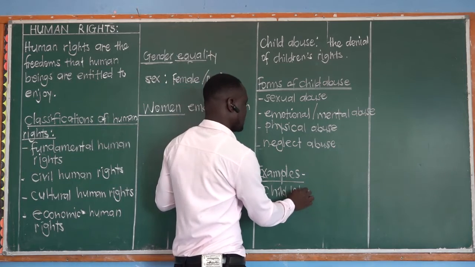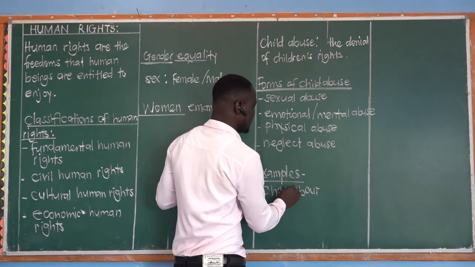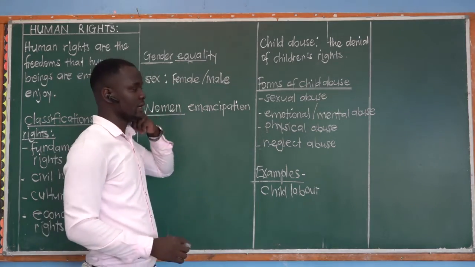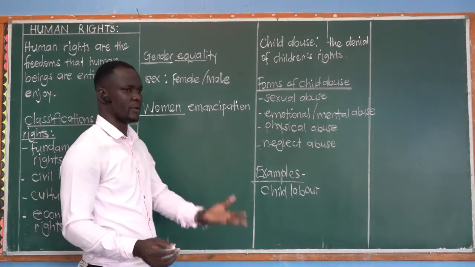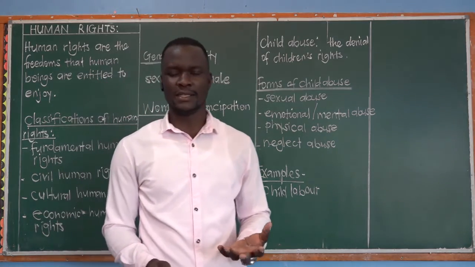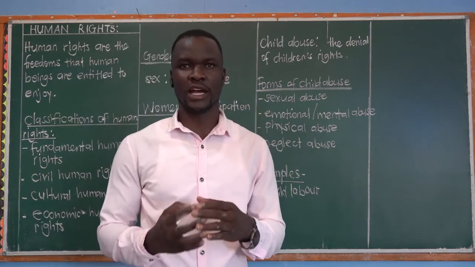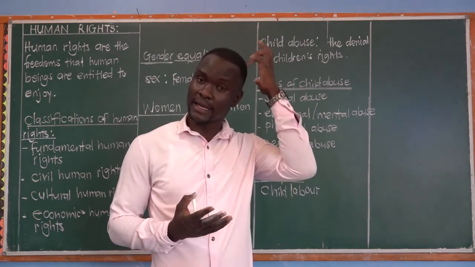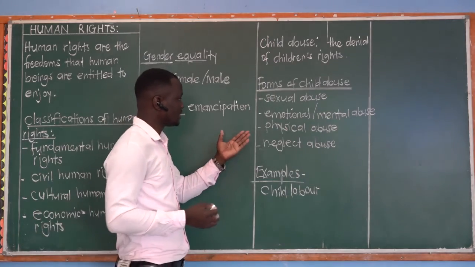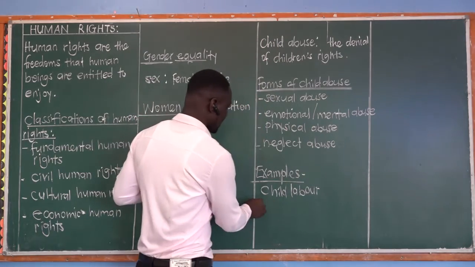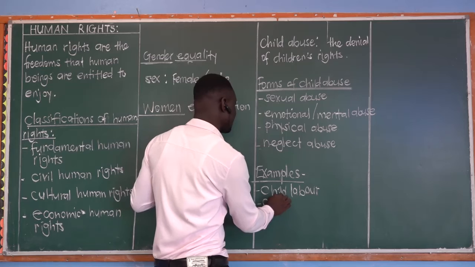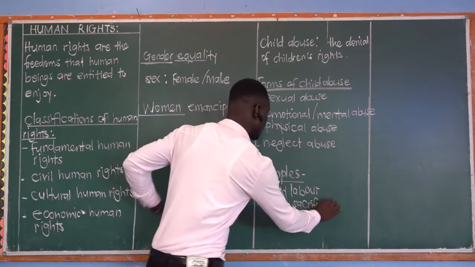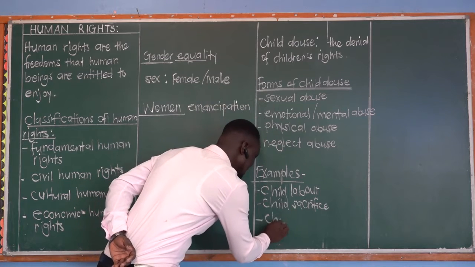Child labor, meaning giving a child a lot of work which is not suitable for the age of that child. For example, giving a child of 5 years a 20-liter jerrycan of water to carry. So you find that one is torturing a child, that is physically. Then we have child sacrifice. We shall have child kidnap.